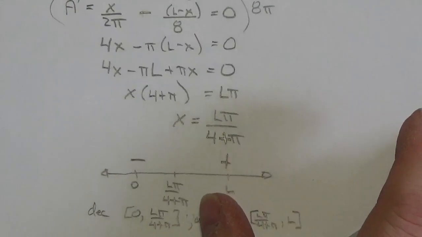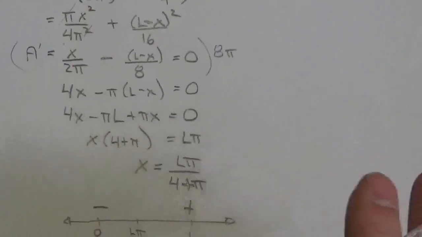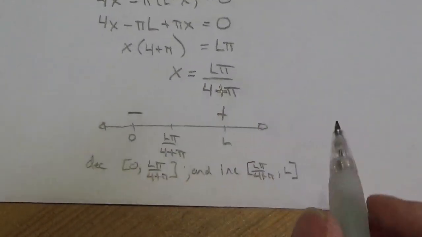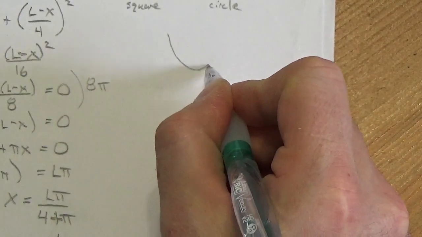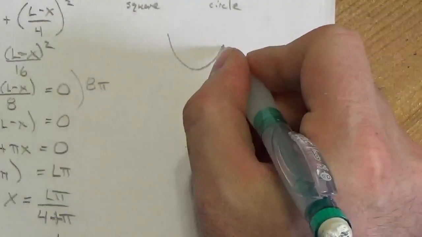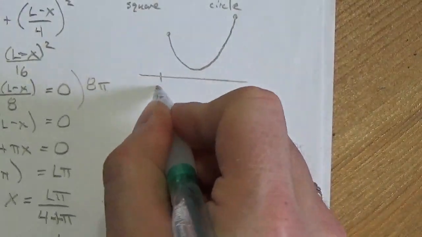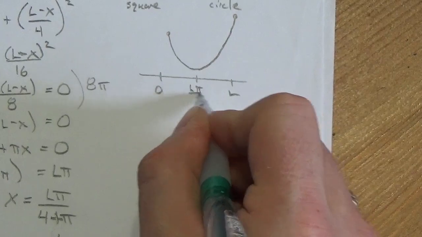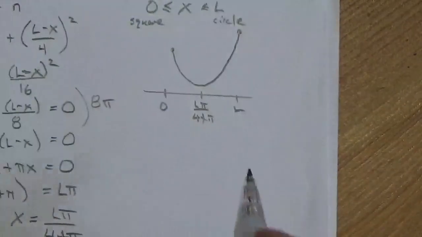Now, the next question was asking us for the maximum. That happens as a result of these endpoints. So I want you to think about what's going on right now. We'll come over here. What I've got here is a parabola that's doing something like, I don't know, like this. Here's 0, here's L, and this right here is that L pi over 4 plus pi. So it's a parabola that opens up here.